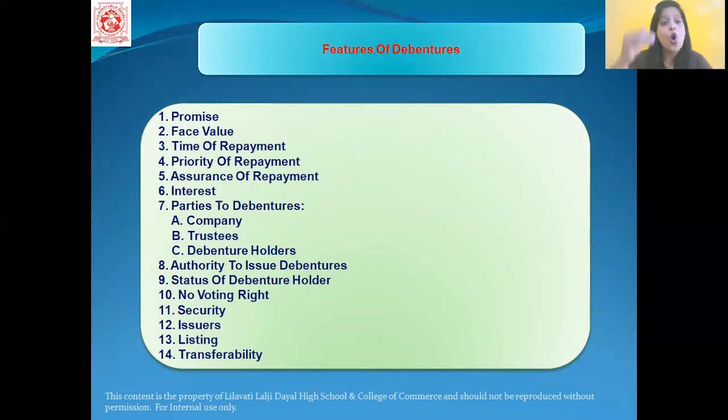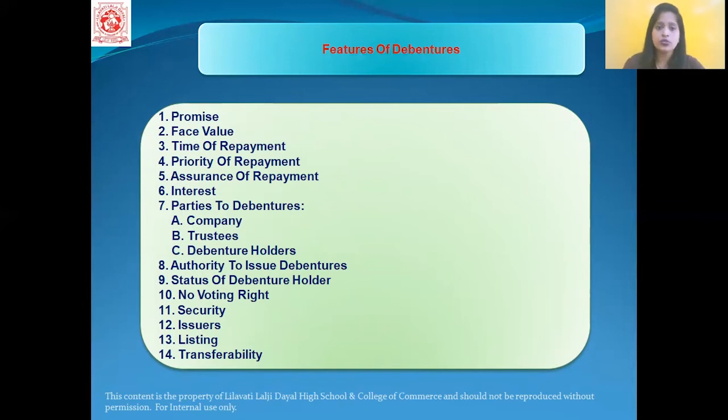Let's have a quick recap of the features of debentures. So the first one, students, is promise, face value, time of repayment, priority of repayment, assurance of repayment, interest, parties to debenture, authority to issue debenture, status of the debenture holder, no voting rights, security, issuers, listing, and transferability.